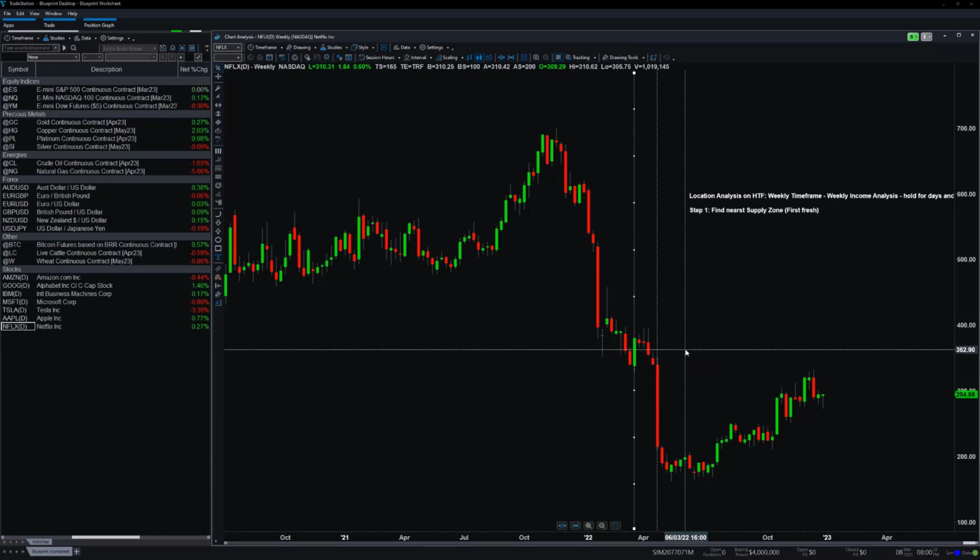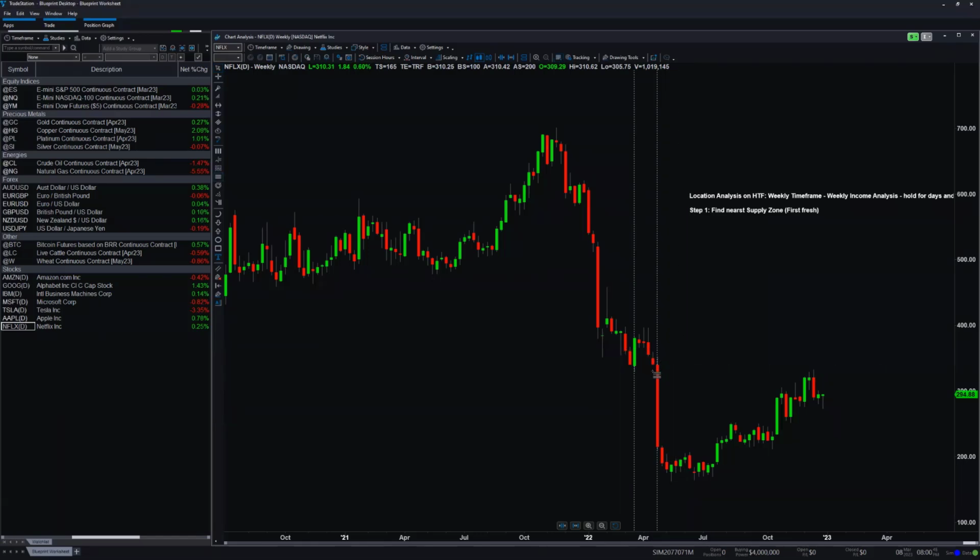So let's just assume that this is going to be my supply. So what we're going to do is draw our lines, proximal and distal, around the base that we just isolated by putting vertical lines around our leg in and leg out. So starting with the proximal.